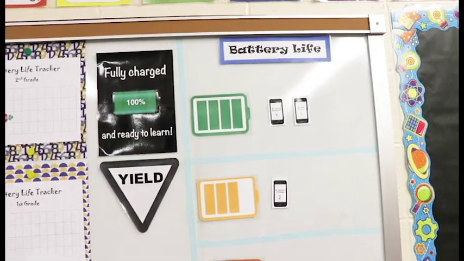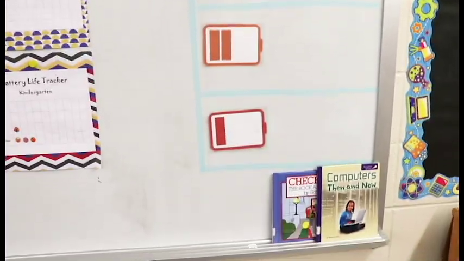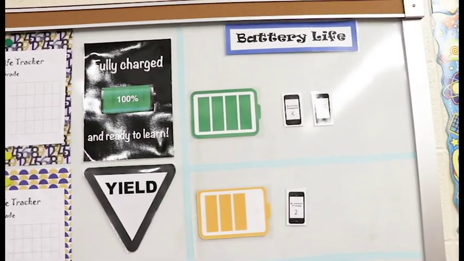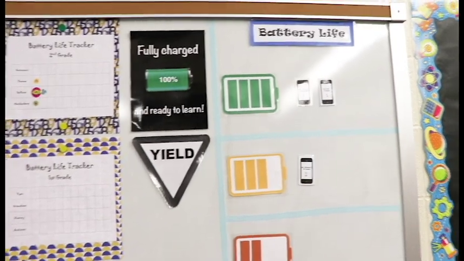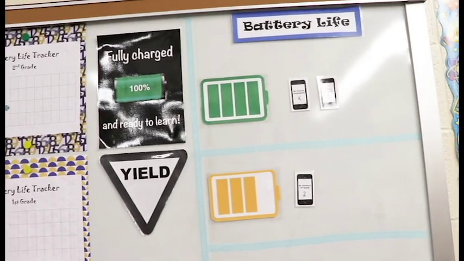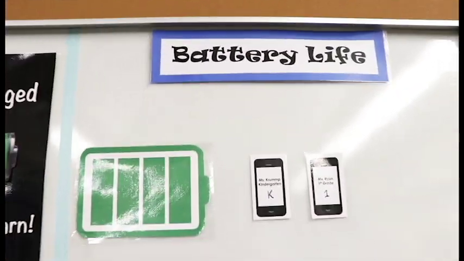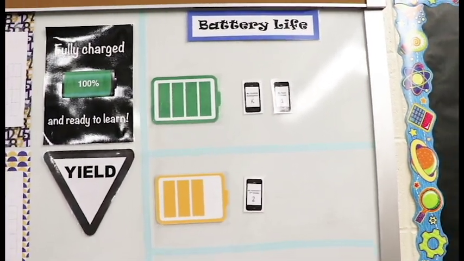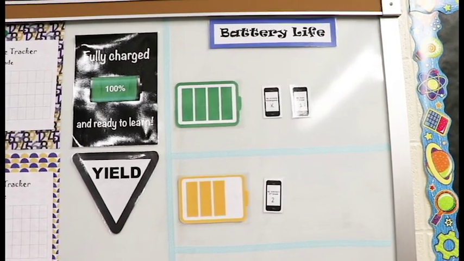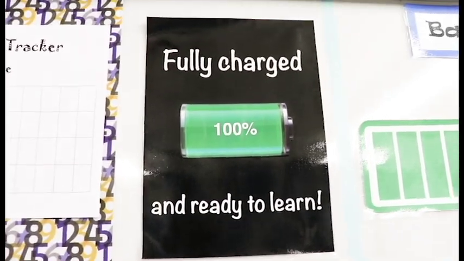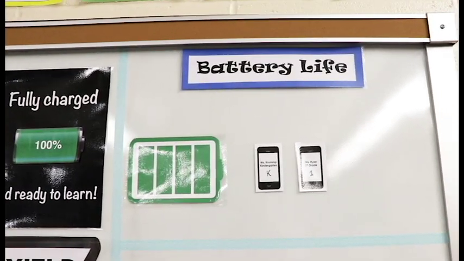So here is our behavior management system that I had set up. During the summer, I was trying to think of some creative ways to get students to think about their behaviors, and I decided since I'm teaching technology, I may as well have a technology theme, so I decided to do battery life. For battery life, the students all start in green, and the poster outside actually says fully charged, ready to learn, so they know that's how I expect them to come in. And I actually even made a poster just to remind them when they're in the class. So everyone starts on green, so everyone's fully charged, ready to learn.